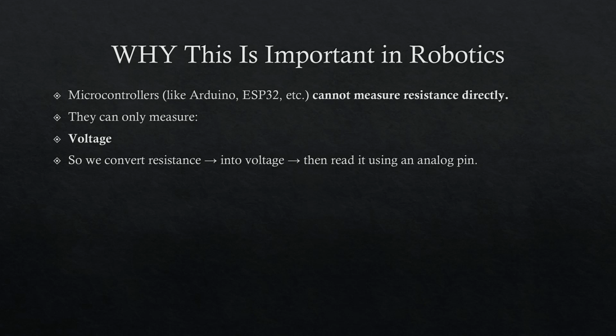So, as we know, microcontrollers like Arduino and ESP are commonly used in robotics applications. The problem with that is they cannot measure resistance directly. They only measure input voltage. So by using the previous formula, we convert resistance into voltage and then read it using an analog pin.